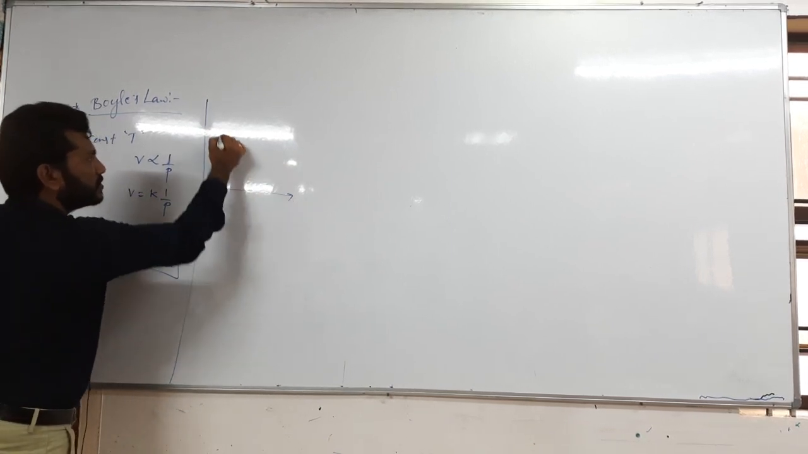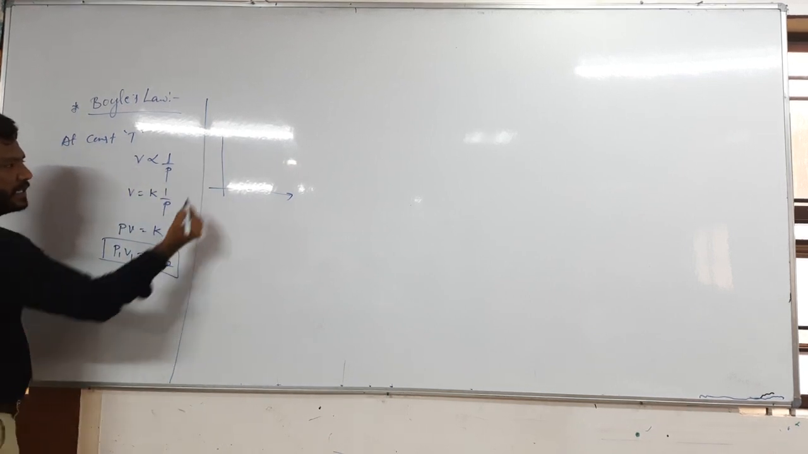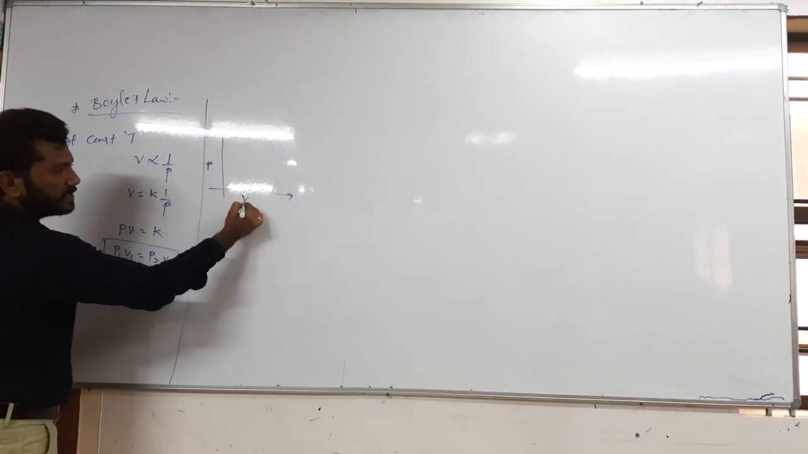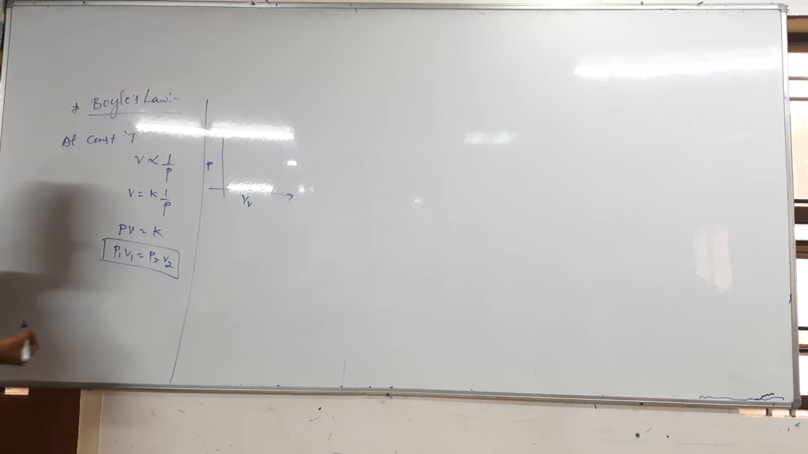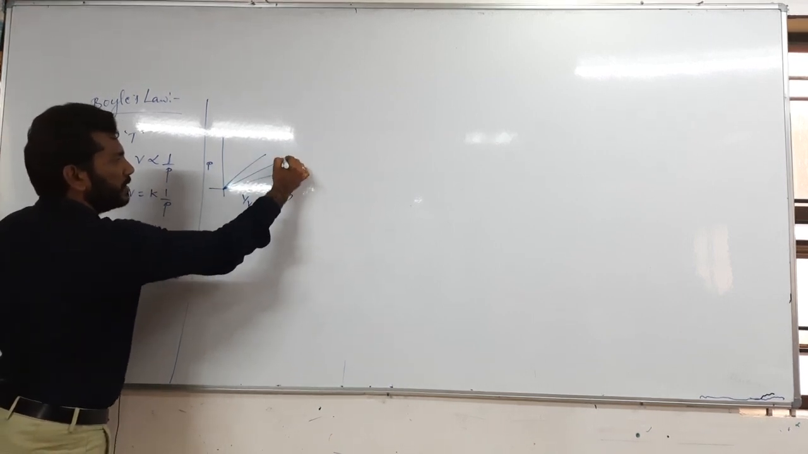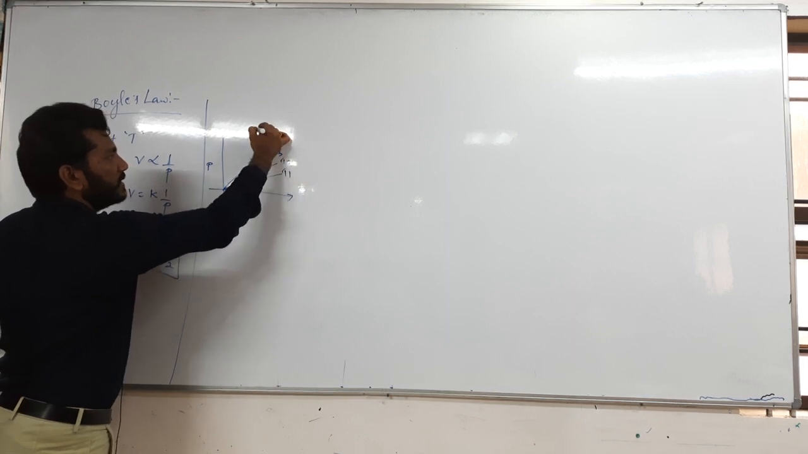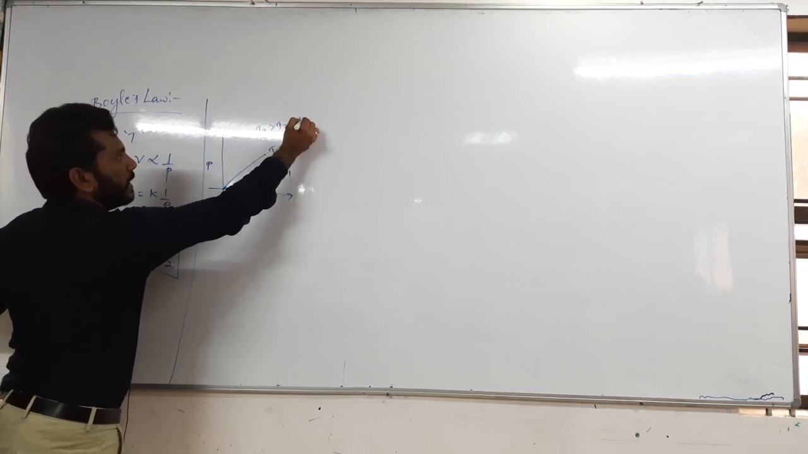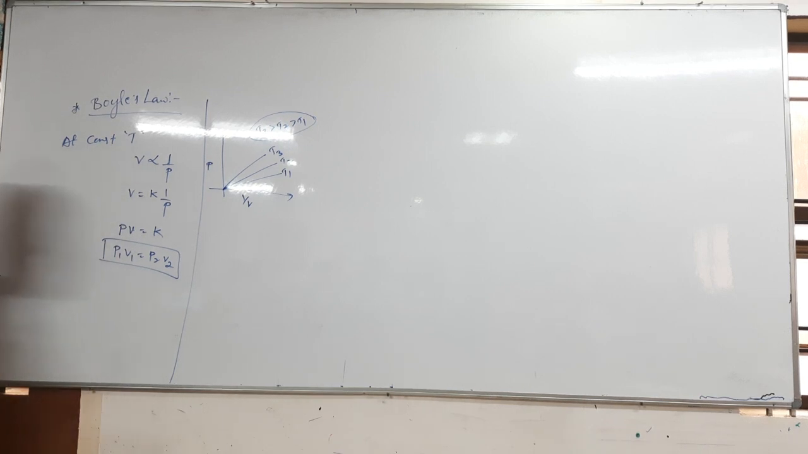One thing we must know: suppose we plot the graph between pressure and 1 by V. So we are going to get a straight line, where at constant temperature, T1, T2, T3, where T3 is greater than T2 and T1. So this is the scenario that we went through in the last session.